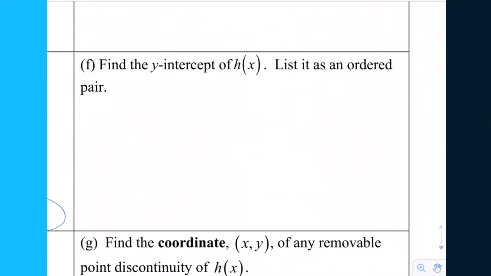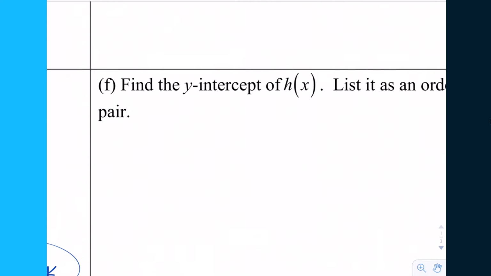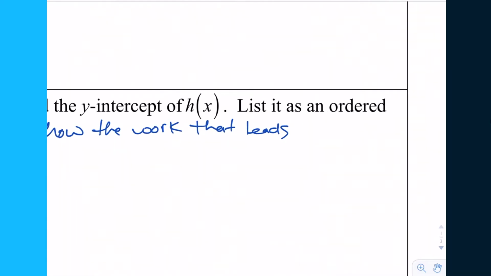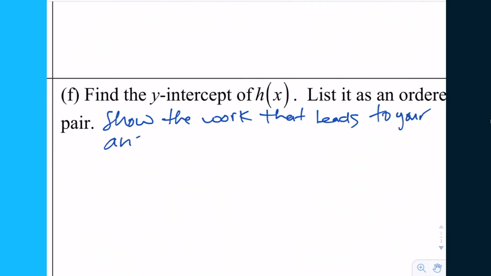All right, part F, find the y-intercept of h of x, listed as an ordered pair. Now again, you should always get in the habit of show the work that leads to your answer. That might be what I would say here on the test. Show the work that leads to your answer. So sometimes we add these little things on the end just to kind of communicate to you that, hey, a bald answer is what we call it. A bald answer just means the number is just appearing out of nowhere and you're not communicating how you're getting it. A bald answer would not be enough.